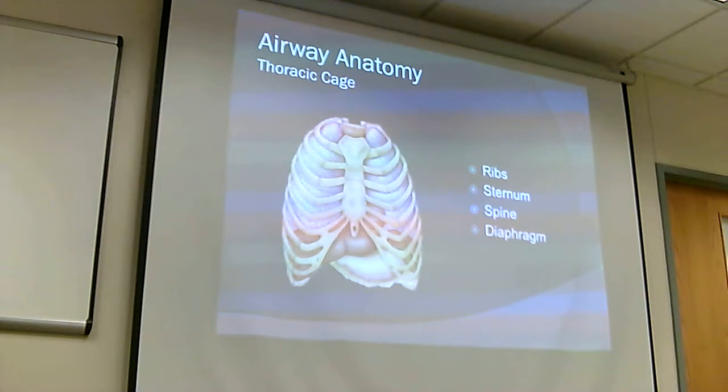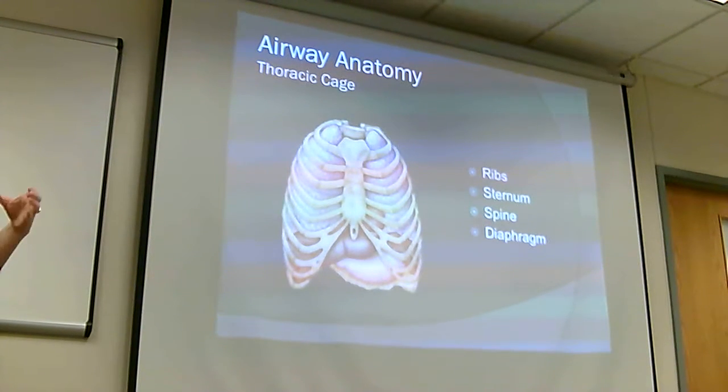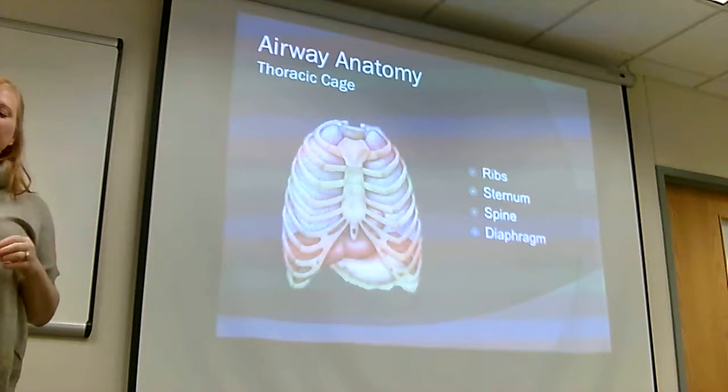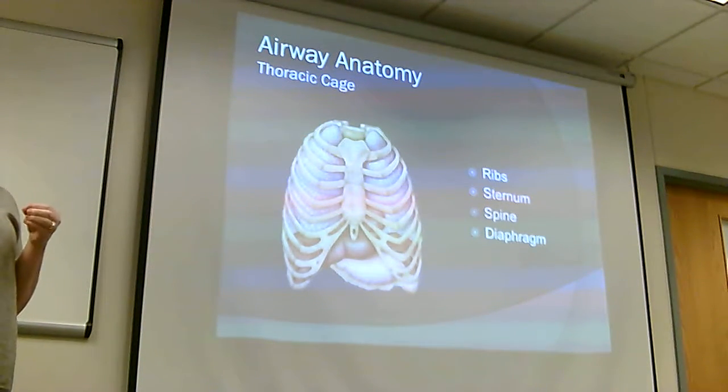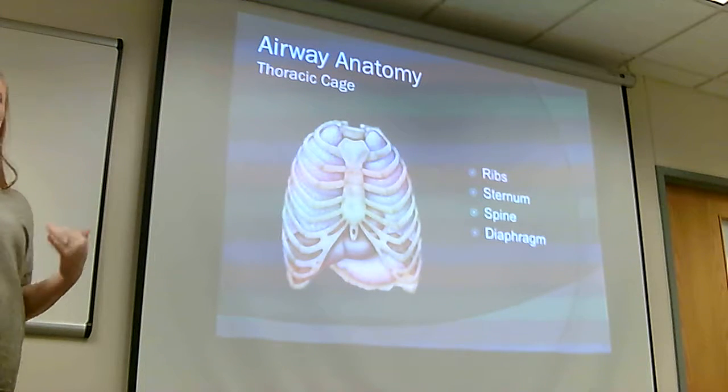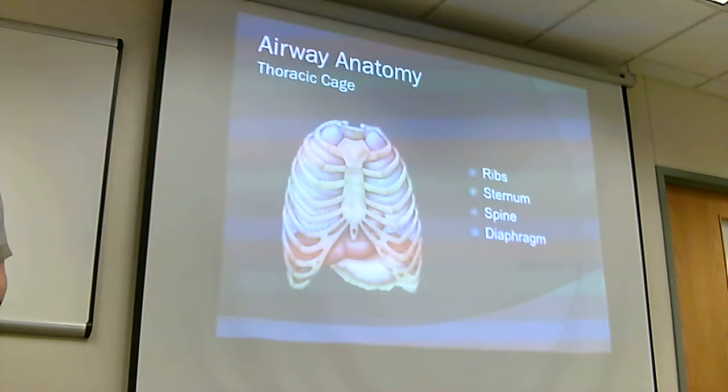The thoracic cage consists of the ribs, the sternum, the spine, and the diaphragm. That gives your chest a bony structure that supports the breathing and helps provide a negative and positive pressure that makes the air go in and out of your chest. I'll talk about that later, the physiology of the respiratory cycle.